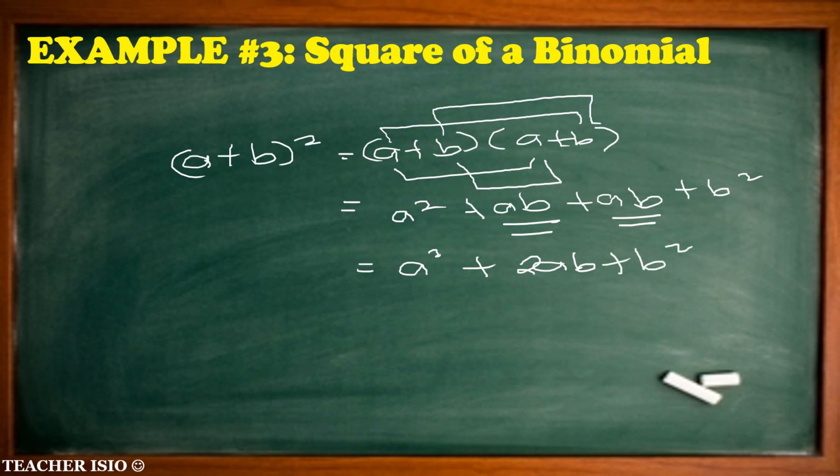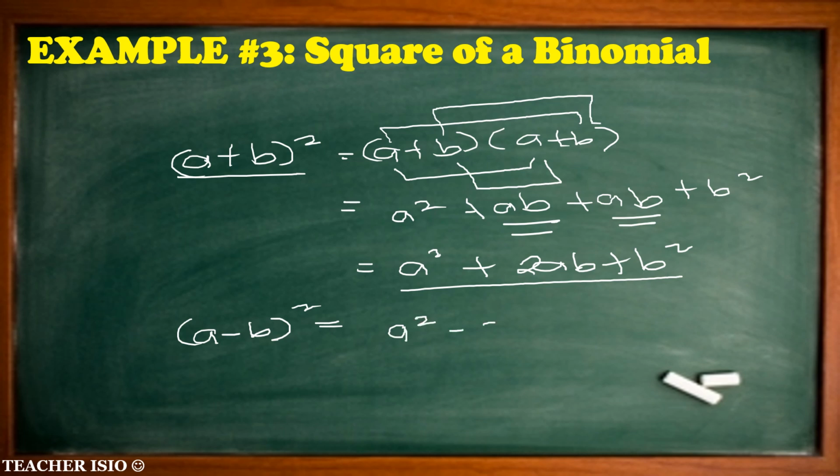In short, when we are multiplying or when we are squaring a binomial, for us to find the answer, if we have given a plus b squared, we have a squared plus 2ab plus b squared. So how about if we have a minus b naman? So we have a squared minus 2ab plus b squared. So ito ang lagi niyong tatandaan. So let's continue.